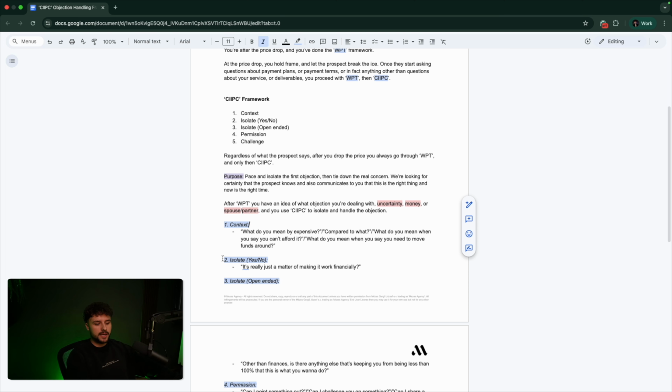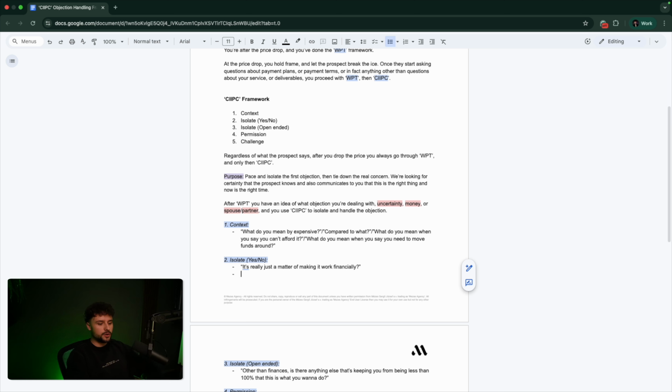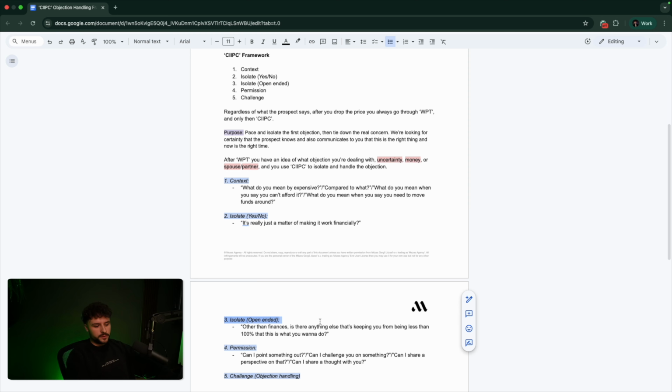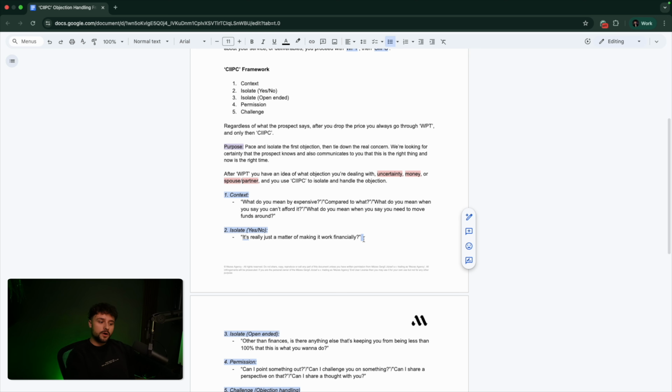Then once we understand, we slide into the second question, which is the yes or no isolation. Okay, gotcha. It's really just a matter of making it work financially, right? Yes or no. Now, if they say yes, then we move into the next isolation question, which is open-ended. But if they say no, then we actually surpass the smokescreen. We know that they're giving us a smokescreen, and we can dive into the actual real concern.